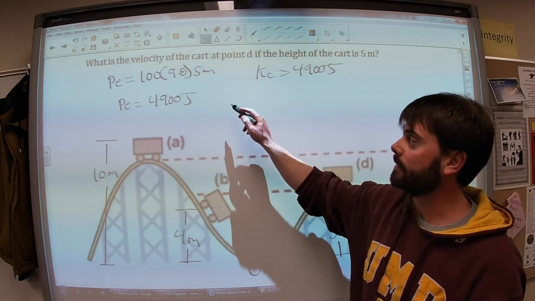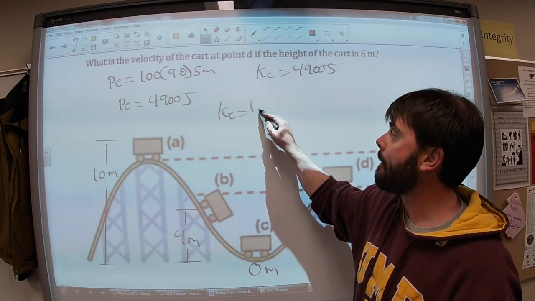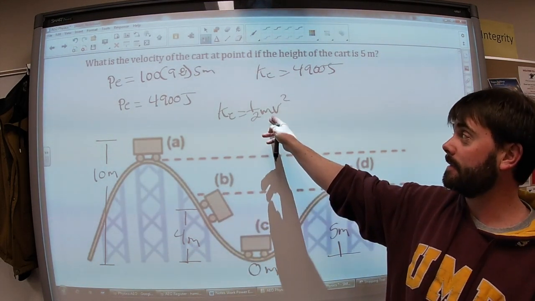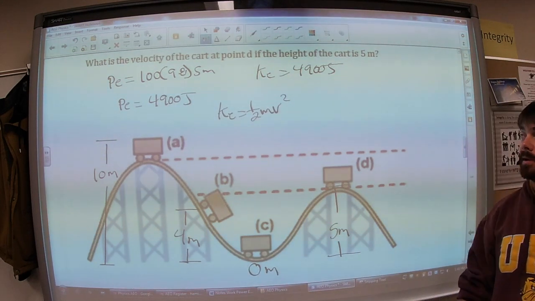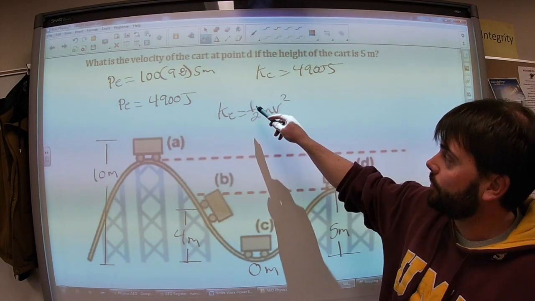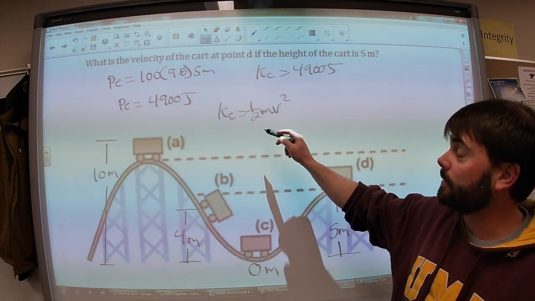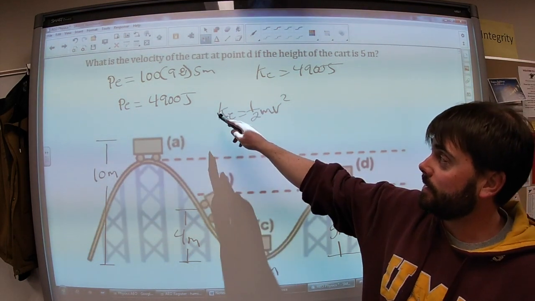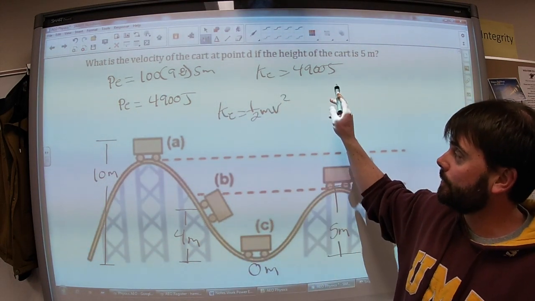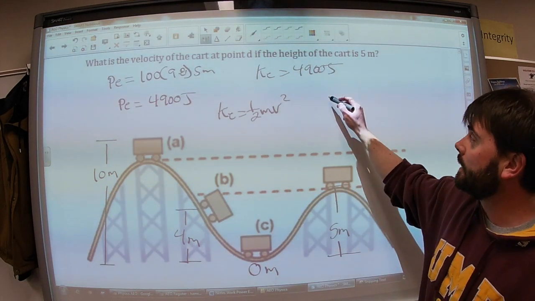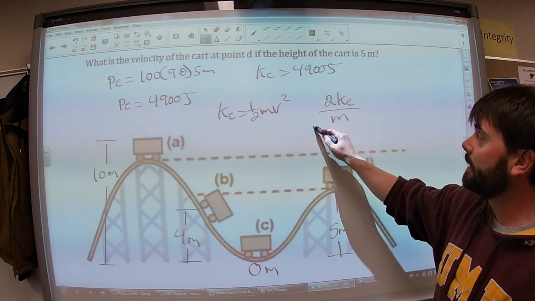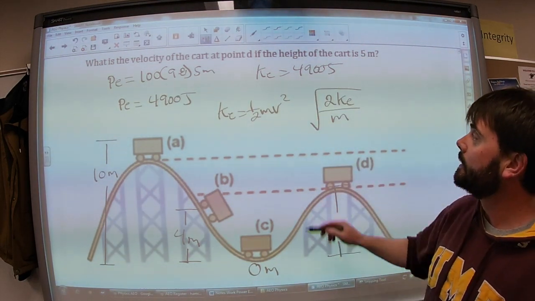Well, our kinetic energy equation has the variables of kinetic energy, mass, and velocity. We know the kinetic energy, we know the mass, and we want to find the velocity. Just like most equations, they can be rearranged to solve for different variables. If I multiply both sides by 2 to cancel out the 1/2, divide by the mass, and then take the square root of everything to get v by itself, I get an equation that looks like this: 2 times the kinetic energy divided by the mass, square rooted, equals v.